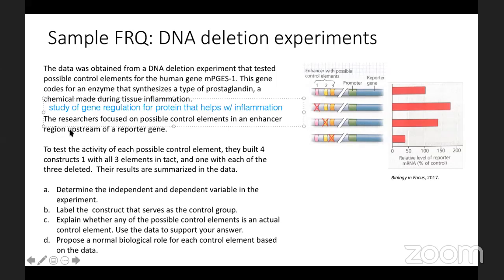And so it says the researchers focused on possible control elements in an enhancer region upstream of a reporter gene. So if we look at the diagram here, it looks like we're studying these possible control elements 1, 2, and 3, and it is upstream, meaning it's just located before in the sequence, this reporter gene. And the reporter gene, it looks like, is going to be measured. So it's the measured variable in terms of its mRNA transcript that is produced.